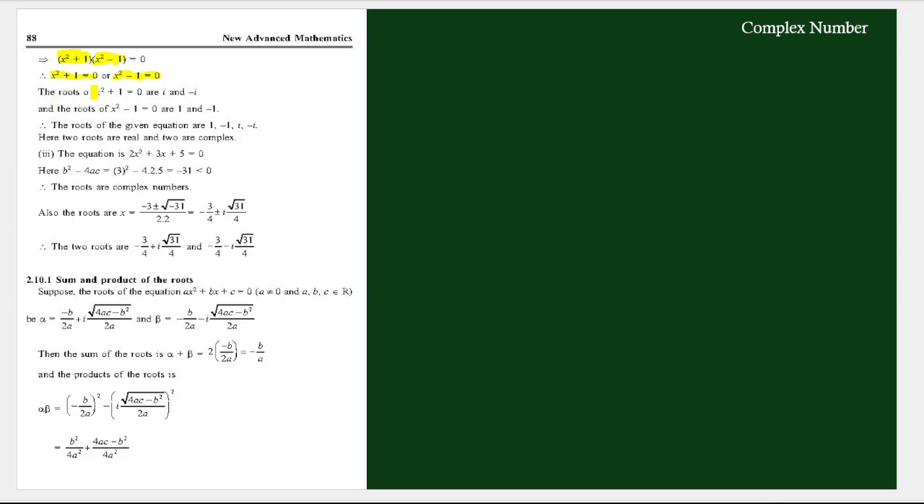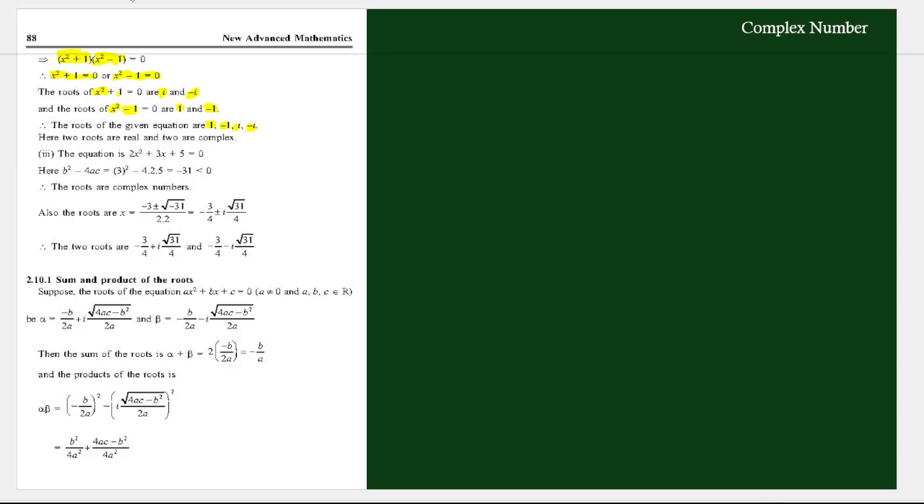Now x square will be what? Plus 1 goes to the other side, then it will become minus 1, and root of minus 1 will be i and minus i. Same, this one will be positive 1, plus 1 and minus 1. So the roots of the given equation are 1, minus 1, i, minus i.